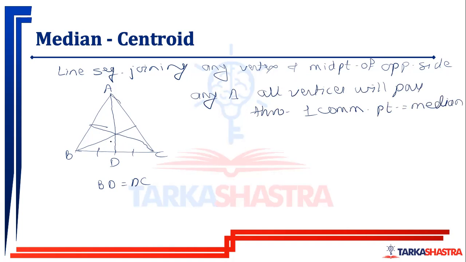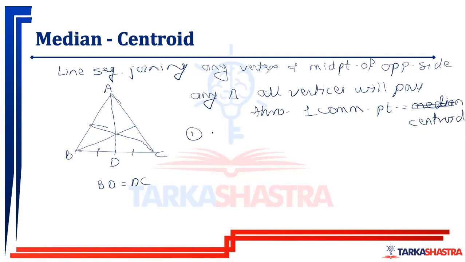So all the 3 lines will pass through one common point, which is called as a centroid. So this point is called as a centroid. तो जैसे ही एक सेंट्रोइड आ जाता है, आपको कुछ प्रॉपर्टीज इसकी समझना बहुत जरूरी होती है.